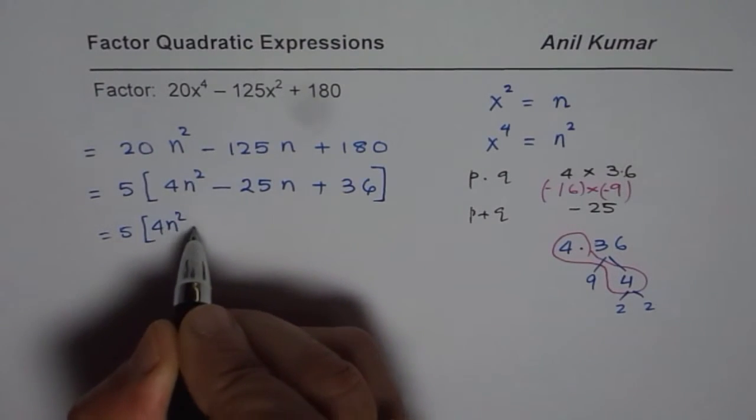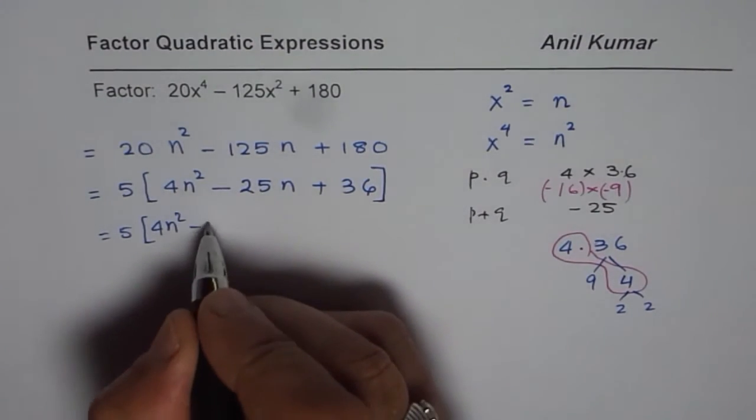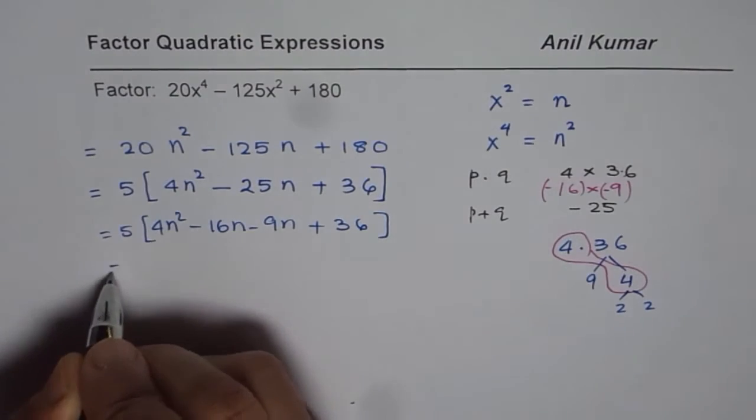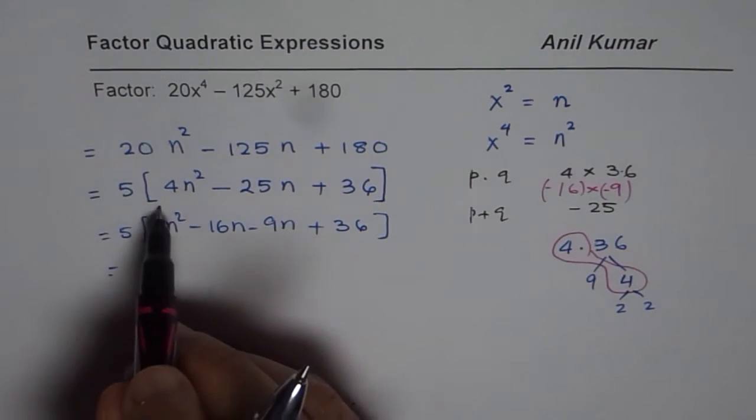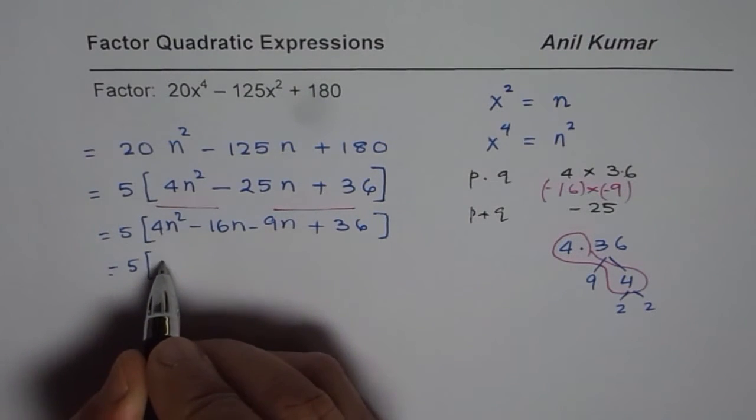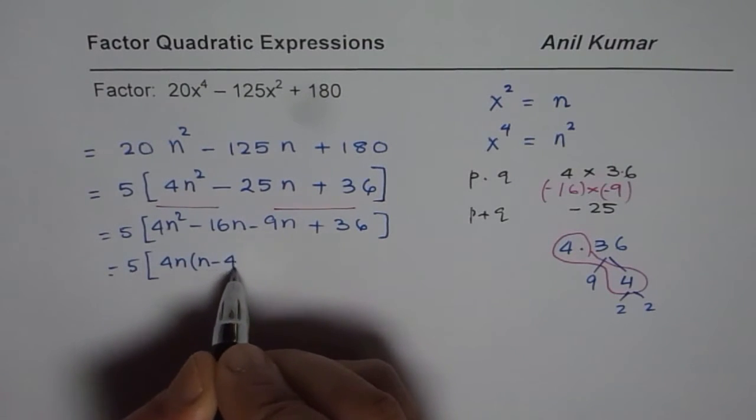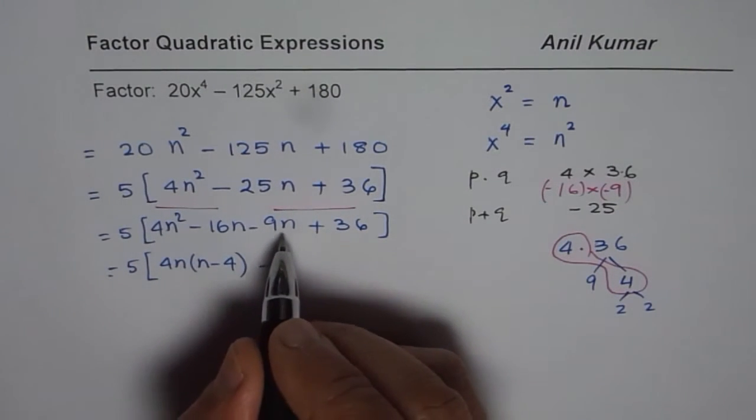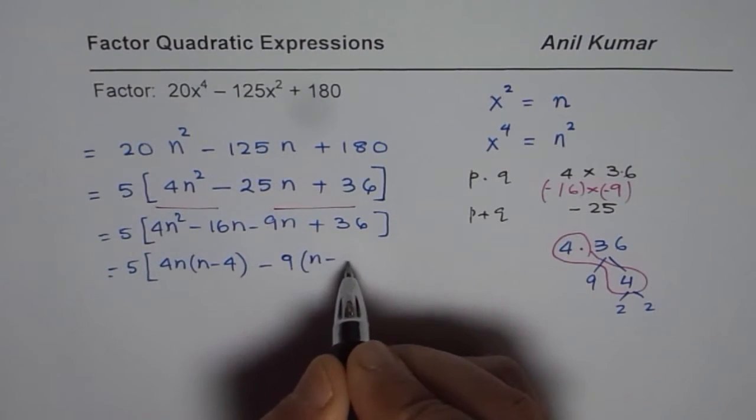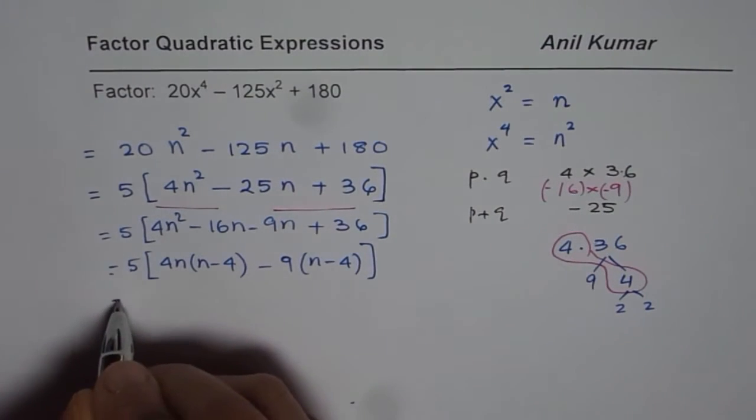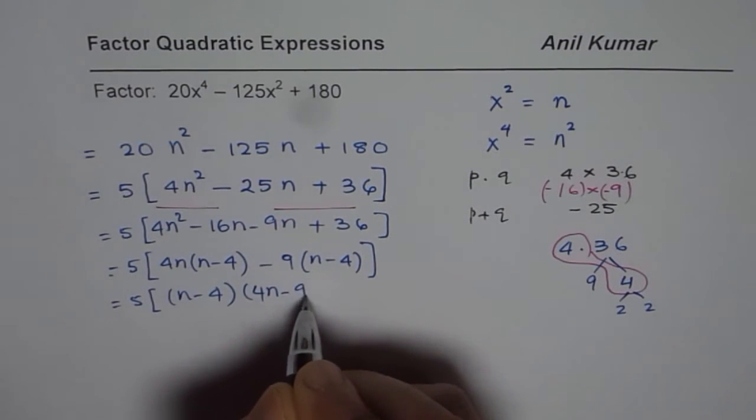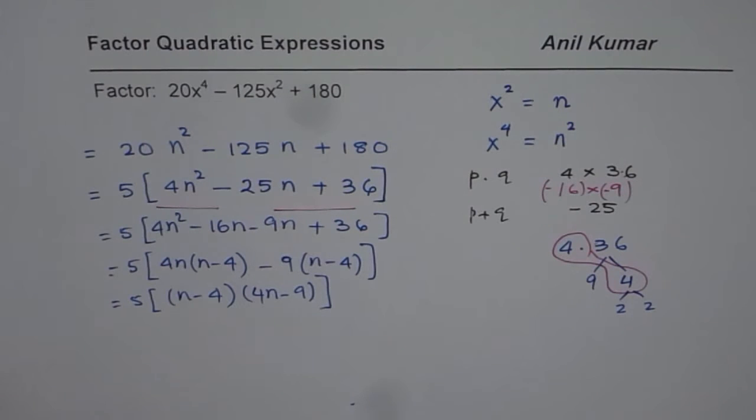So we have 4n squared. Instead of minus 25n, I'll write minus 16n minus 9n plus 36, correct? Now we can combine the first two terms and the last two terms and further factor. We get 4n common, and we are left with n minus 4. In the last two terms we have 9 common, so we could take minus 9. We again get n minus 4. Now n minus 4 is common, so we could write this as n minus 4 times 4n minus 9. So that is how we can factor them.